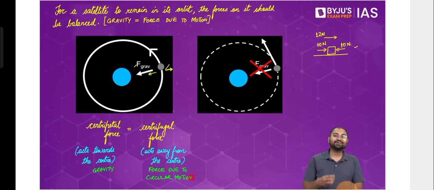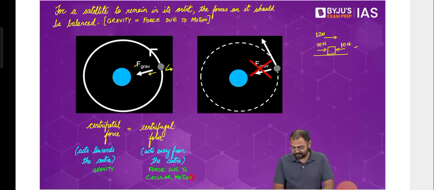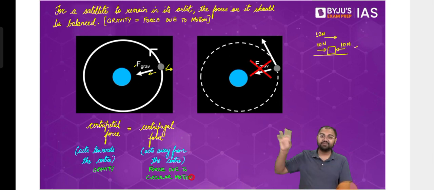But in practicality, things are not as simple as it seems here, because there are a lot of factors. For example, first and foremost, this entire system is not a circular motion. Most of the time it is elliptical in nature, so that is one problem. Then there is the air friction as well. We are not counting that. That's another problem. The satellite that we are launching also has a finite mass. We are not counting that.